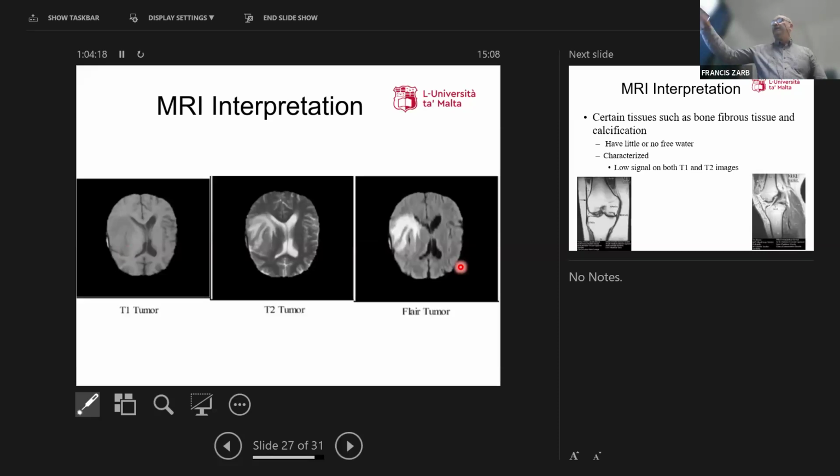No, because this is fluid suppression. Fluid suppression. So it only enhances, produces a signal from the pathological fluid. That's the inversion recovery. Spin echo, this T2 and T1 are both spin echo, one T1 weighted and the other T2 weighted. This is the inversion recovery weighted.